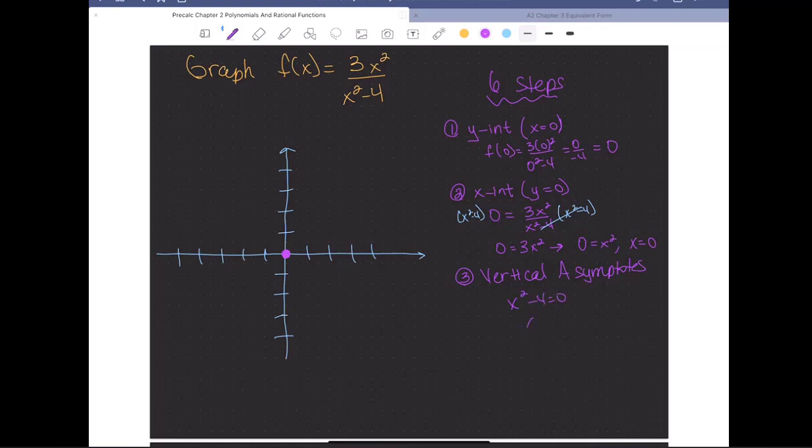Add 4 to both sides. x squared equals 4. Take the square root of both sides, and I know that x equals a positive or a negative 2. So now I know I'm going to have vertical asymptotes when x is 2 and negative 2. So on my graph, I'm going to draw in those asymptotes. So at negative 2, I'm going to draw that dotted line, right? And at a positive 2, I'm going to draw that dotted line.